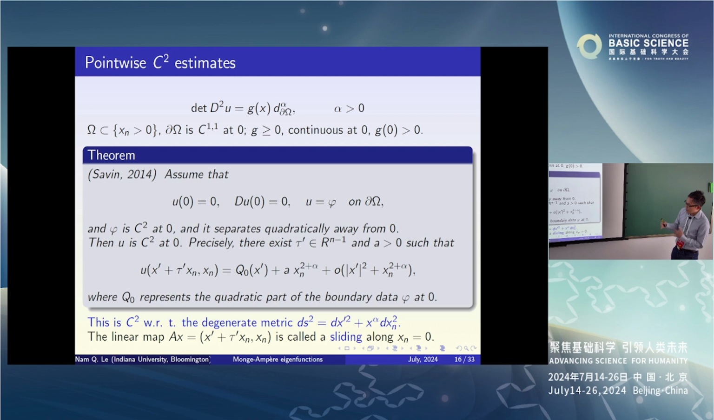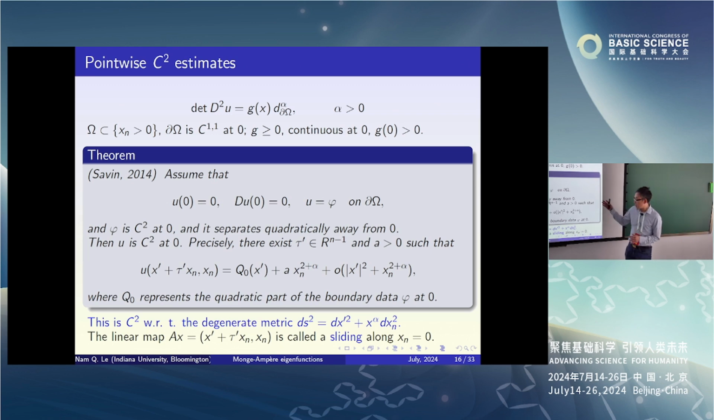The important result of Savin allows us to obtain the pointwise C2 estimates for this equation at the origin, if we just have very natural conditions on the boundary. What the theorem says is that if we look at this Monge-Ampère equation and you subtract the tangent hyperplane to the graph of u at the origin, what is left is the boundary data phi. If you assume that the boundary data phi is C2 at the origin, and the solution u separates quadratically away from the origin, then the conclusion is that the solution u is C2 at the origin. And C2 here is just pointwise C2.